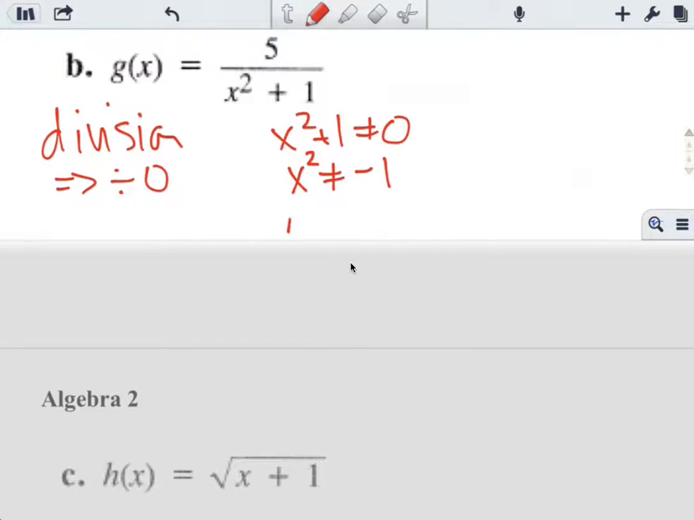Well, there is no way for x squared to be equal to negative 1. We don't know how to do that. We'll cover it later. We'll learn how to do it, but right now we don't know how to do that. X squared can't be equal to negative 1. So if x squared can't be equal to negative 1, that means there isn't a value for x to make x squared equal negative 1. Okay, so that means there are no exceptions.